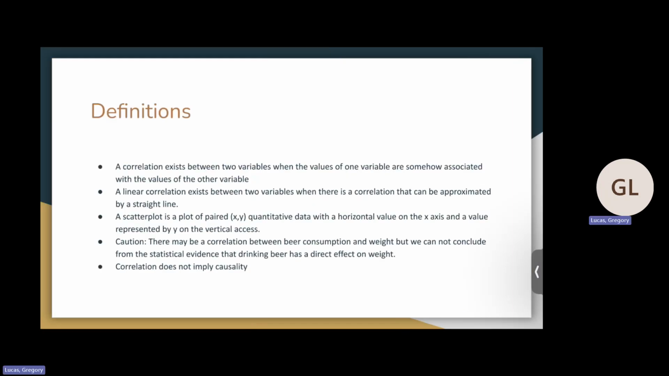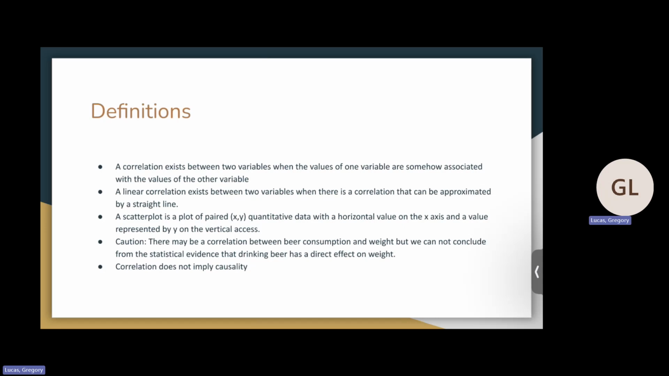All right, let's start with some definitions. A correlation exists between two variables when the values of one variable are somehow associated with the values of the other variable. A linear correlation exists between two variables when there is a correlation that can be approximated by a straight line. So correlation, we take two variables, somehow they're going to be associated. If they're associated when we plot them on a graph in a straight line, we would say that's a linear correlation.